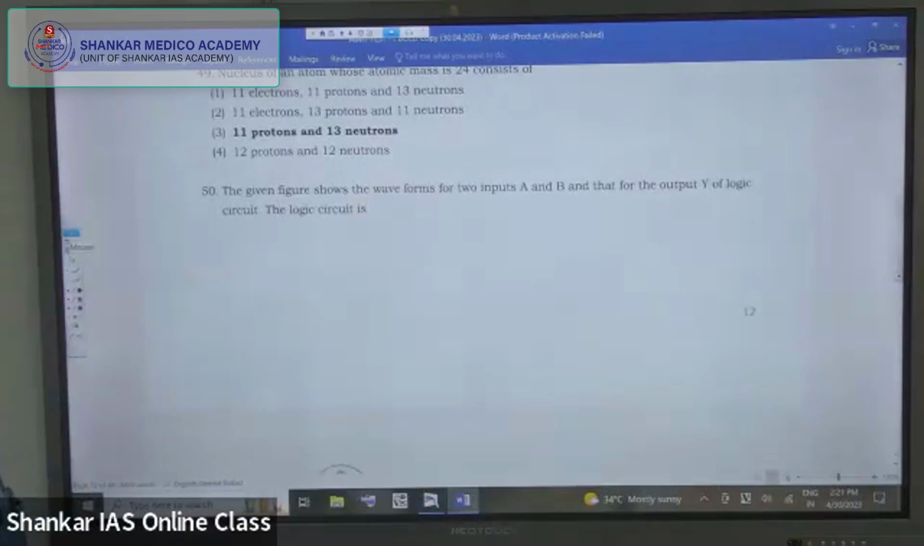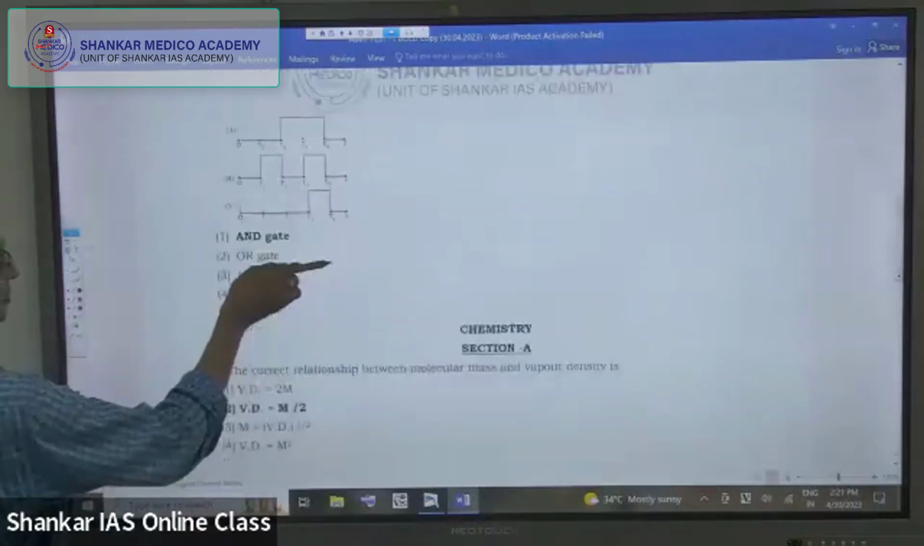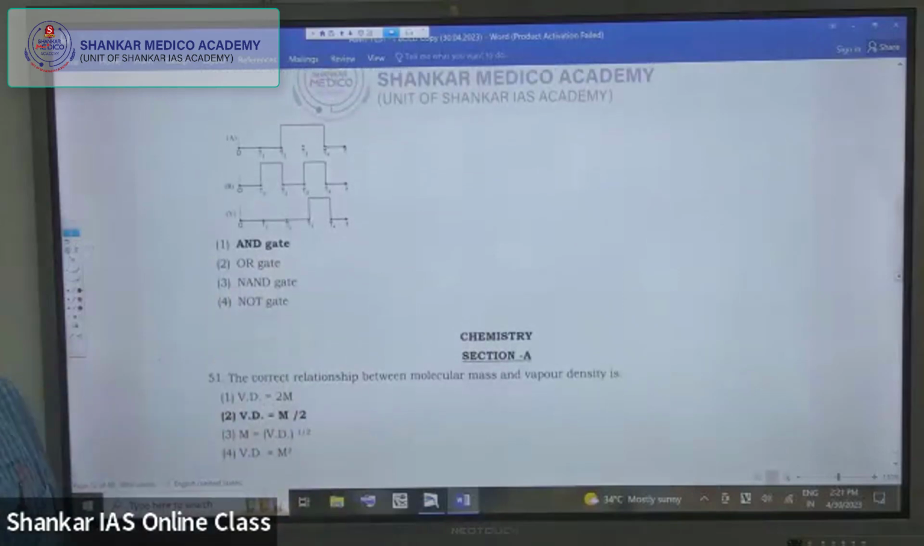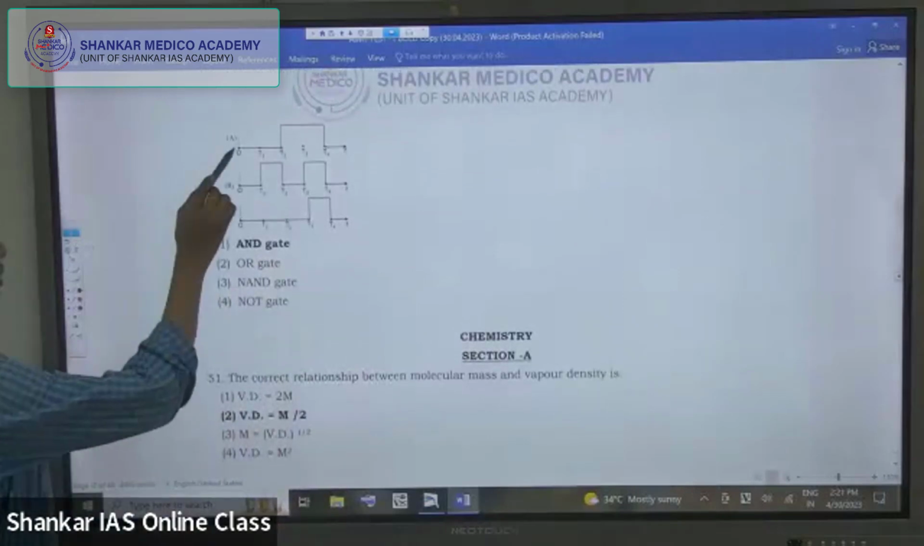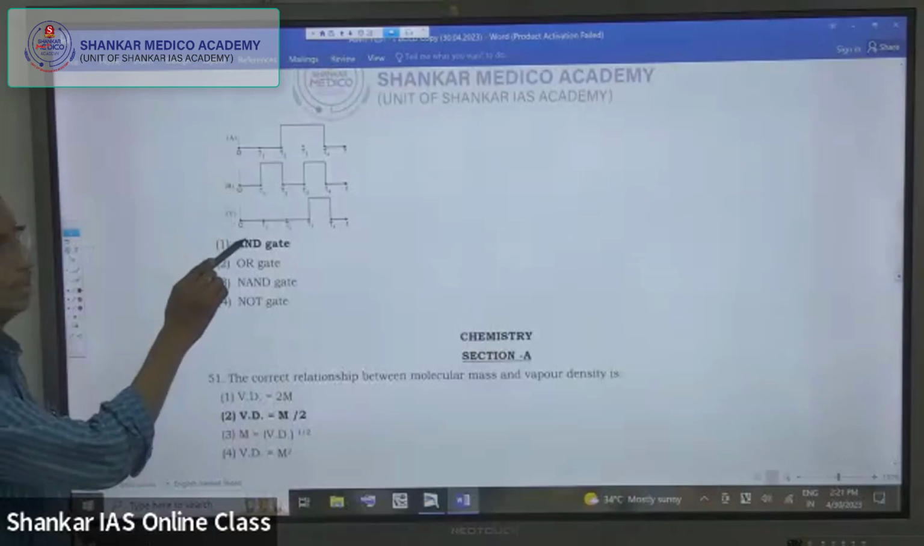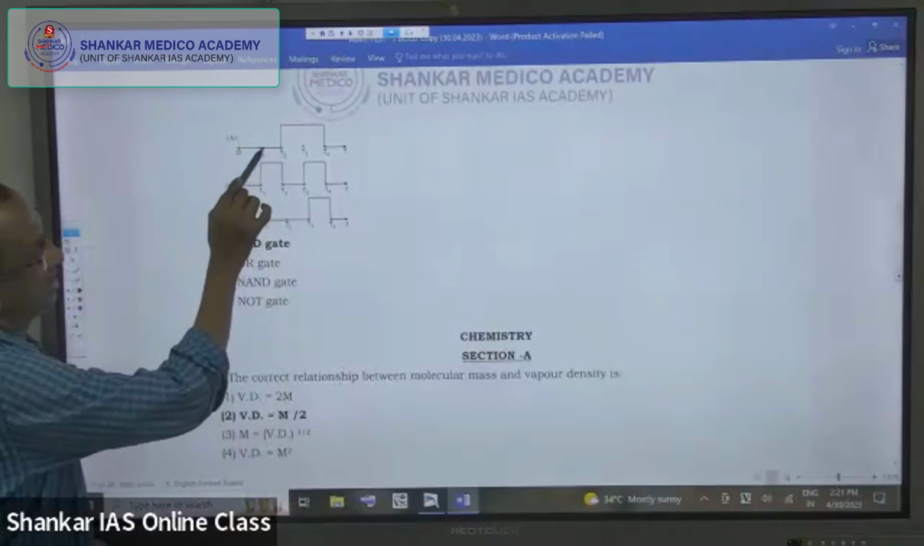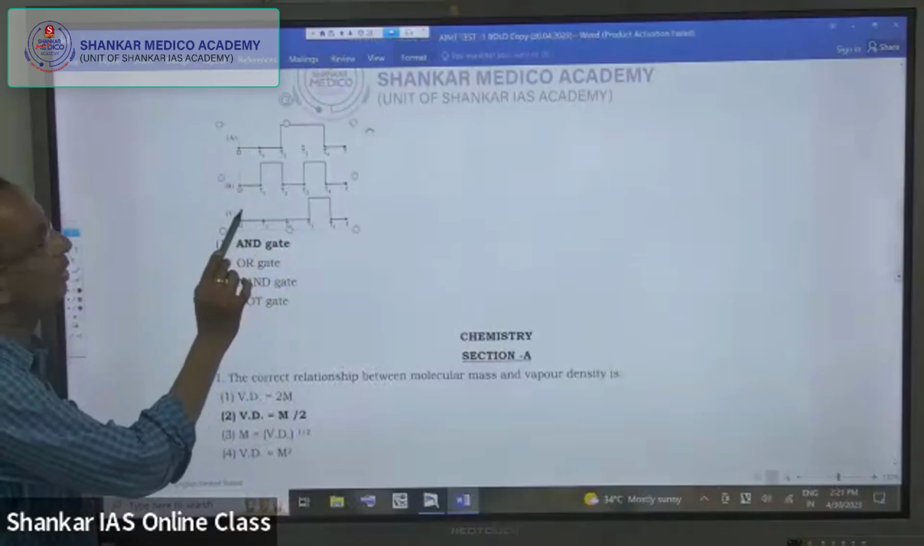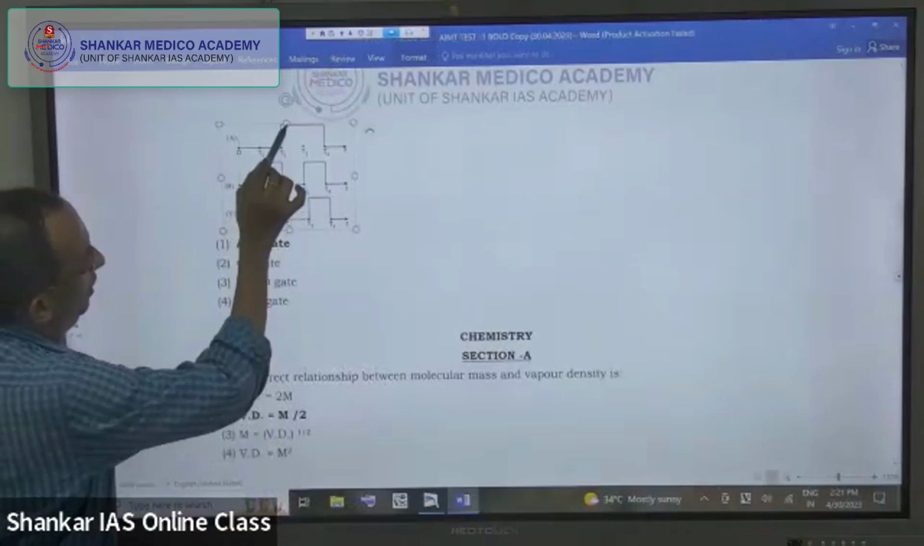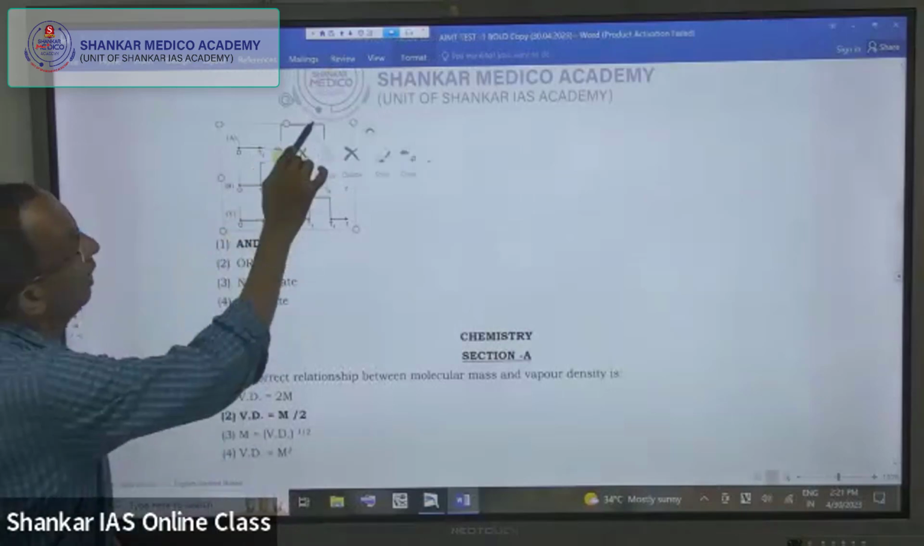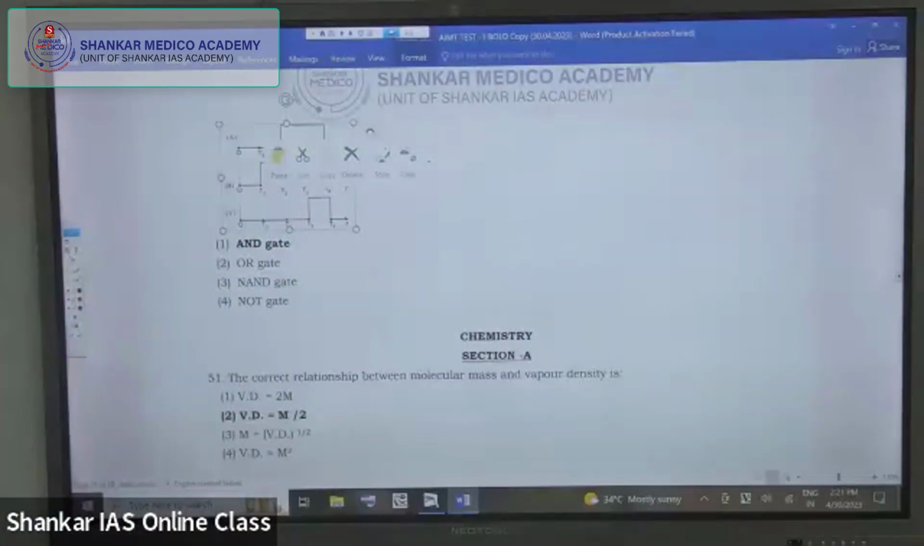Okay. The given figure shows the waveforms for two inputs A and B. Say 0, 0, 0; 1, 0, 0; 0, 1, 0; 1, 1, 1. It is an AND gate. How many of you made it correct?